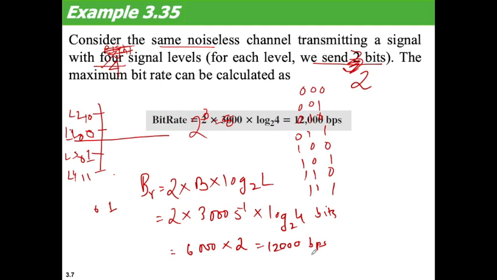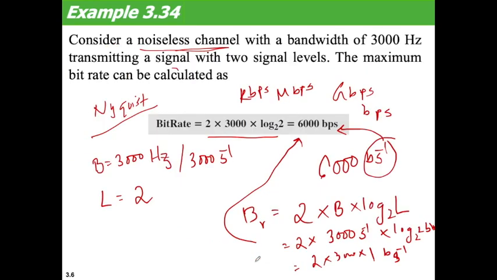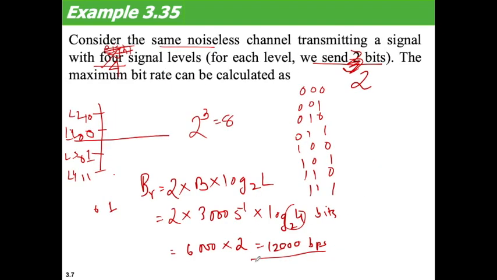So think about it. Everything was the same, the bandwidth was the same, but the level was doubled, which made the maximum bit rate double. Previously it was only 6000, right? Because we only had 2 signal levels. That means we were sending 1 bit per level, but here we're sending double the amount, that means 2 bits per level. So that's why the bit rate increased to 12,000 bits per second, which can also be written as 12 kbps.